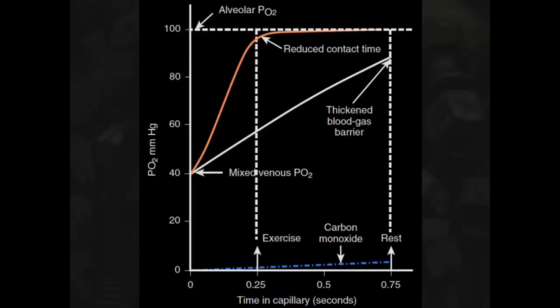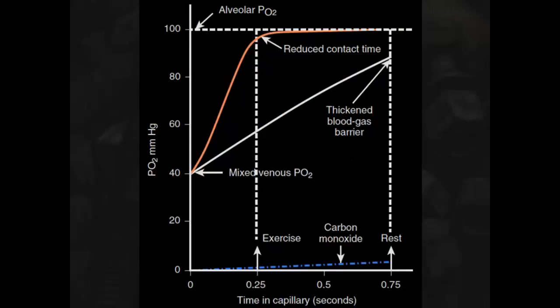So this is a normal lung. The hemoglobin is going to fill up very quickly. But in a diseased lung that has, let's say, interstitial lung disease, you might need to spend the whole time that you can in contact with the alveolar membrane to fully oxygenate the hemoglobin. So if you exercise, oxygen is going to drop, and the blood is not going to fully saturate.